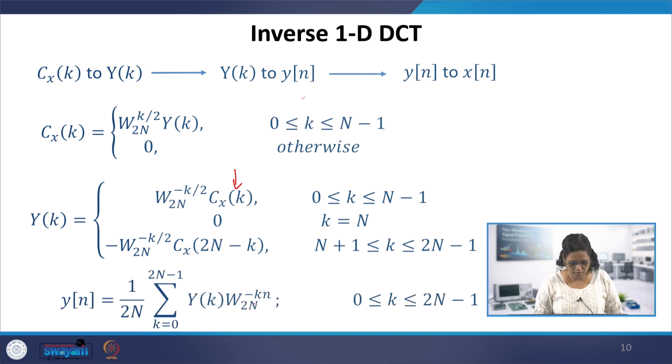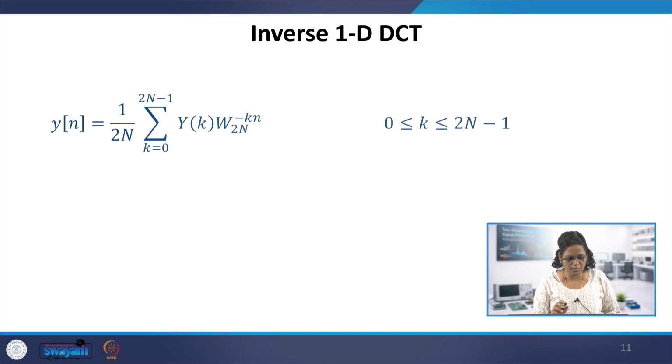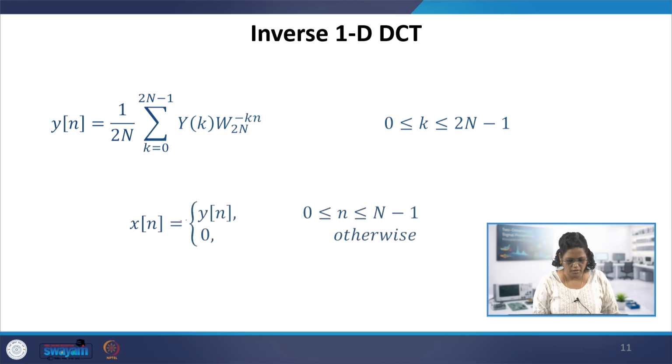So the inverse DFT of y of k uses the twiddle factor e^(j 2 pi k n / N), where N is 2N here, with the summation varying from k equal to 0 to 2N minus 1. This is the IDFT equation. Once we obtain y of n, we have to get only the N points of x of n from it, discarding the other N points. So x of n is collected only for 0 to N minus 1 samples, and the rest of the samples are discarded. This is the inverse 1D DCT.